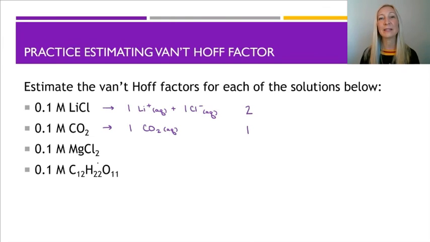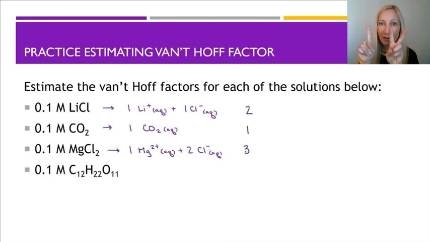The next one is magnesium chloride. So magnesium chloride is an ionic compound, and when magnesium chloride dissolves, if it completely dissolves in solution, it's going to create 1 magnesium ion and 2 chloride ions, giving us a Van Hoff factor of 3.